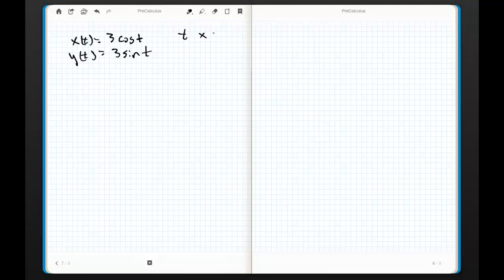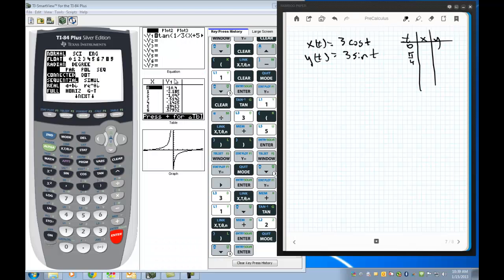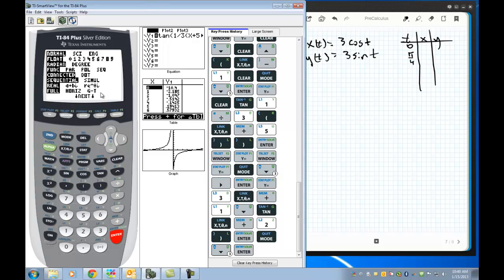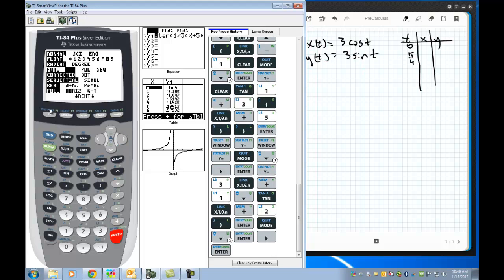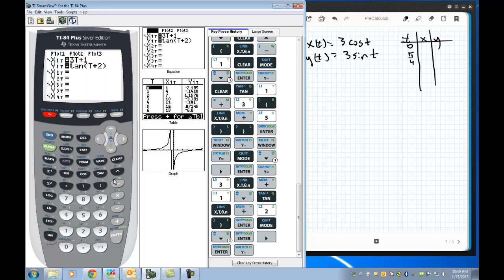I could do one of these coordinate tables if I wanted to, and I could plug in t equals 0 and t equals pi fourths, etc., etc. Right? I'm not going to. What I'm going to do is plug it into my handy-dandy calculator, and I'm going to show you what happens. So I've got to change from function to parametric, and I'm going to clear this guy out.